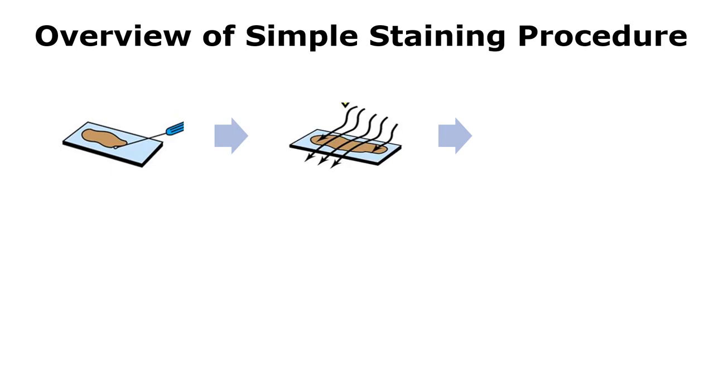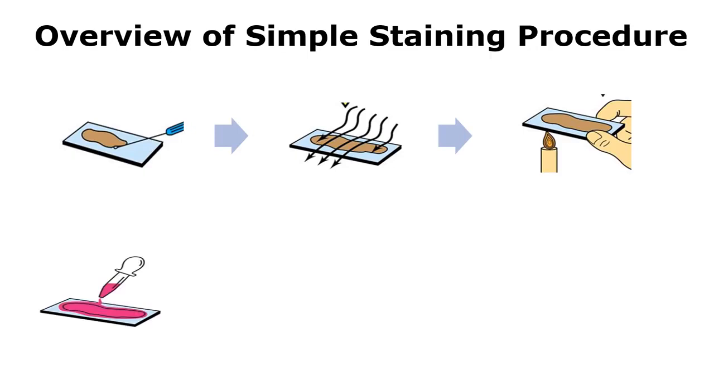Here we can see an overview of the simple staining procedure. First, spread the culture in a thin film over the slide. Allow it to air dry. Then pass the slide through a flame for heat fixation. Then flood with stain. Then rinse with running water and air dry. After that, place a drop of oil on the slide and examine with the 100x objective.